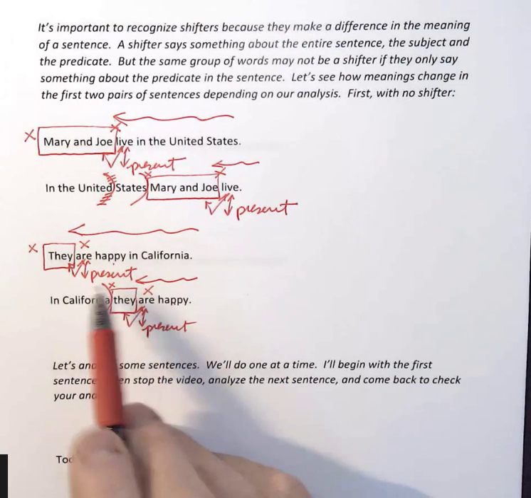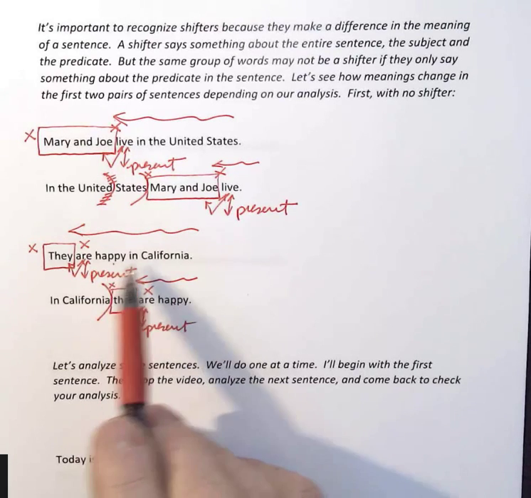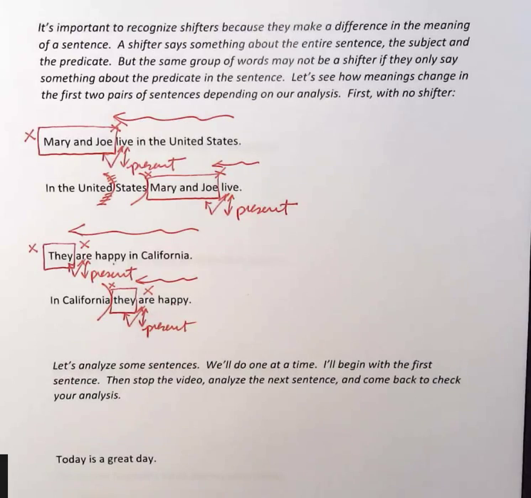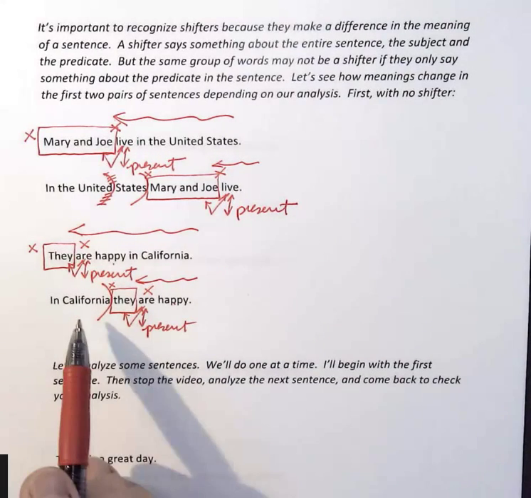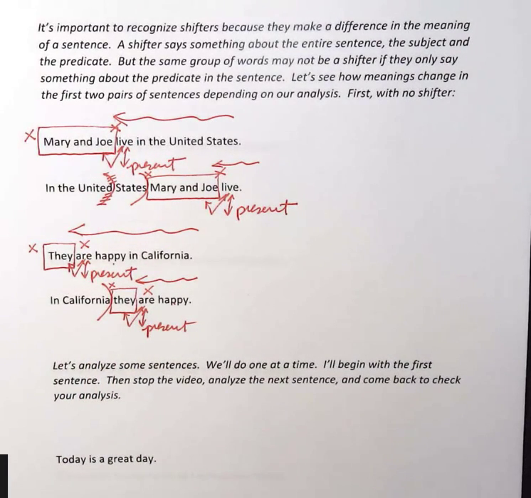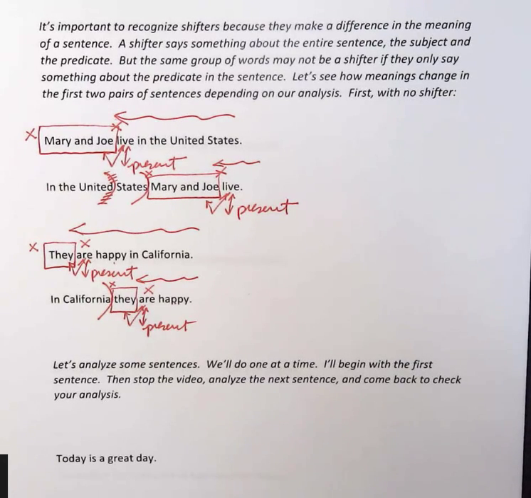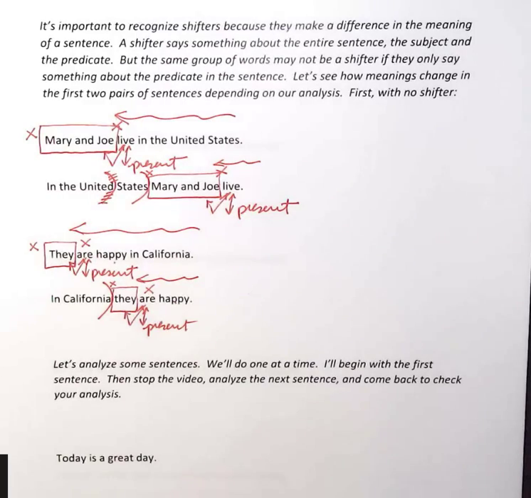In the first sentence, I'm saying that the happy happens in California. It doesn't really emphasize that they are happy only in California as it does in the second sentence. It seems to be kind of splitting hairs or like a very fine tuning, but it does make a difference in how people understand sentences when they consider something a shifter or not a shifter. And that's just for your future reference as we continue to analyze sentences. That is something to consider, that finding shifters or not finding shifters affects the meaning of the sentence.